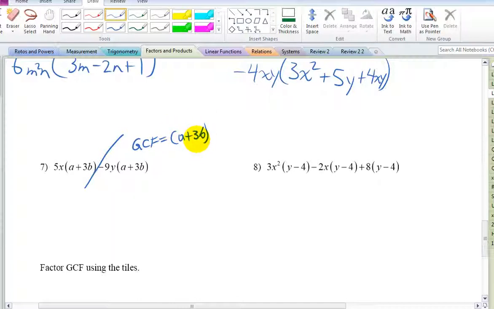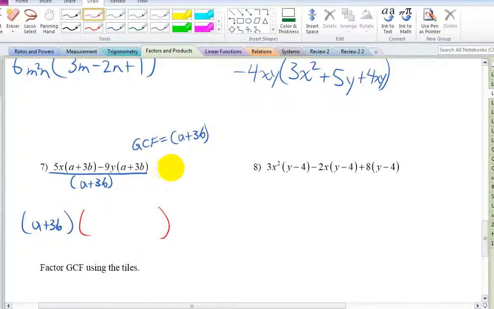So it's actually a polynomial. So what we're going to do is divide this by, in brackets, a plus 3b. It's going to be nothing new. A plus 3b goes up front. That's your GCF. Oh, it looks different, but who cares? Still a GCF. And what's the remainder?